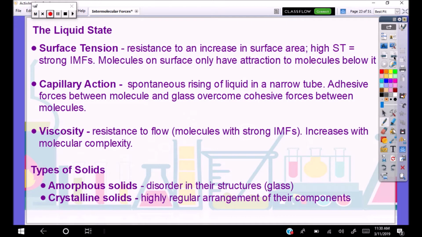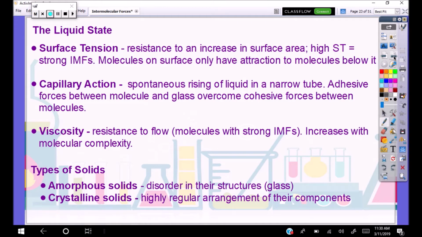So the molecules on the surface only have an attraction to the molecules below it, and the strength of those intermolecular forces with the molecules below increase the surface tension. And so when we have a high surface tension, it's harder for water particles, or water is just an example, it's harder for particles to escape the surface of our liquid, which relates to our vapor pressure.